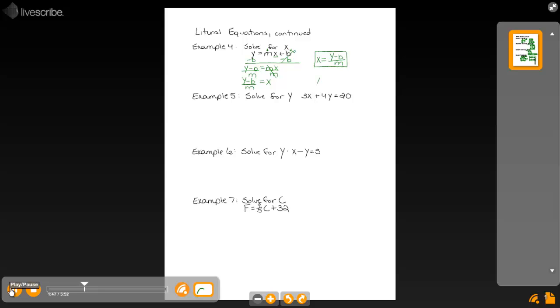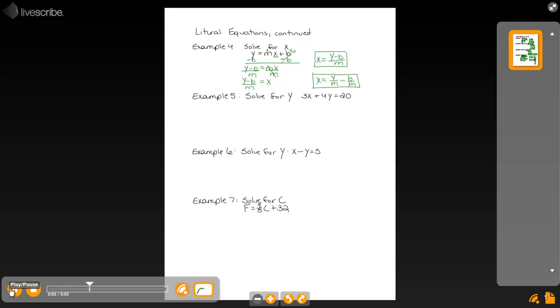You may also, for a variety of reasons, need to split this up into two separate terms, in which case this would be y over m minus b over m. This is a correct answer as well.